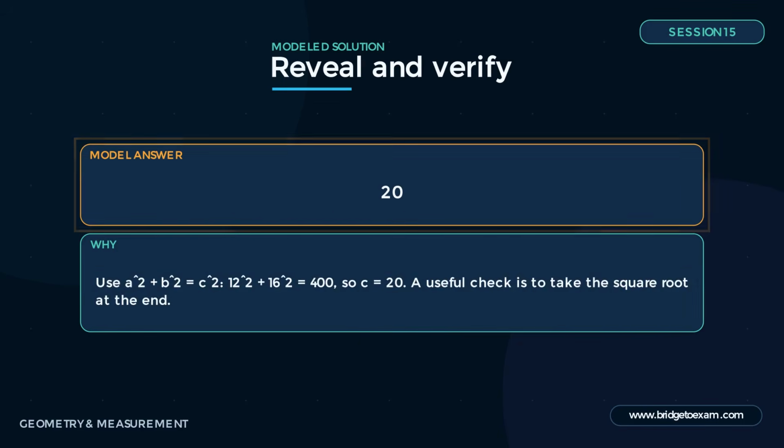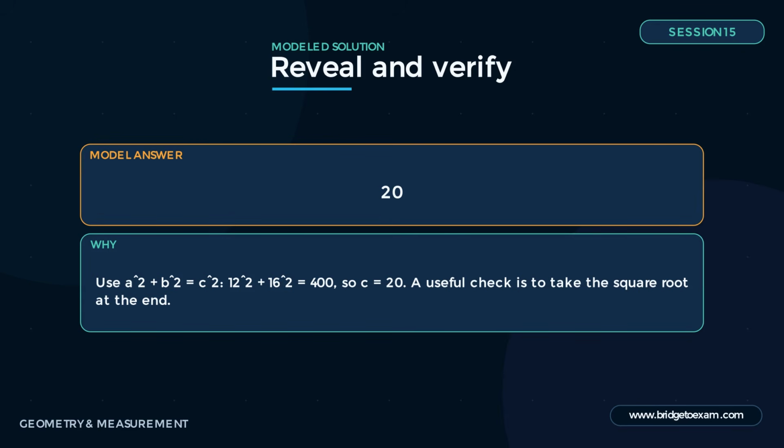The model answer is 20. Use a squared plus b squared equals c squared. 12 squared plus 16 squared equals 400, so c equals 20. A useful check is to take the square root at the end.